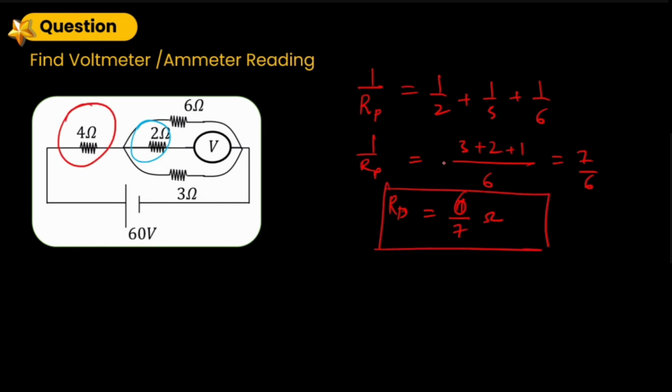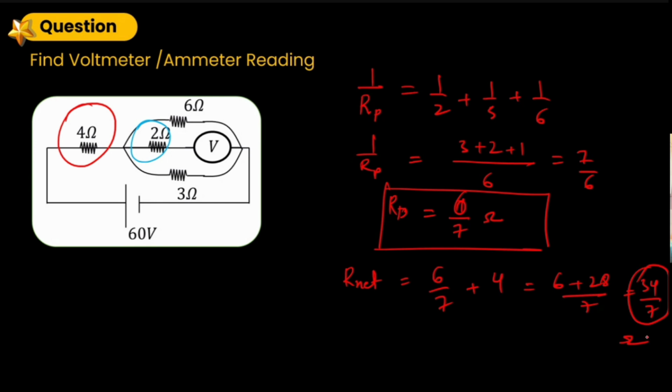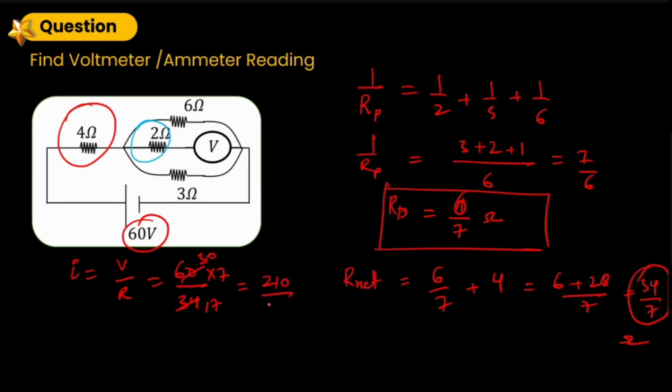This is 4 ohm connected in series combination with the parallel combination. So R net is going to be 6 by 7 plus 4. So 6 plus 28 by 7, that is 34 by 7. This is going to be the net resistance of the circuit. We have to find out the current. So current is going to be V by R. V is 60. R is 34 by 7. If we solve it, we get 210 by 17 amperes.